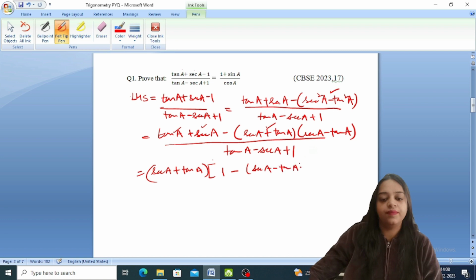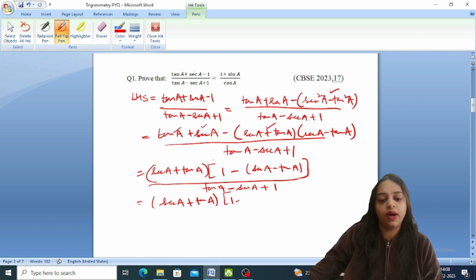and denominator is same, tan a minus secant a plus 1. Now I am expanding this numerator, opening the brackets. It will be 1 minus secant a plus tan a upon tan a minus secant a plus 1.